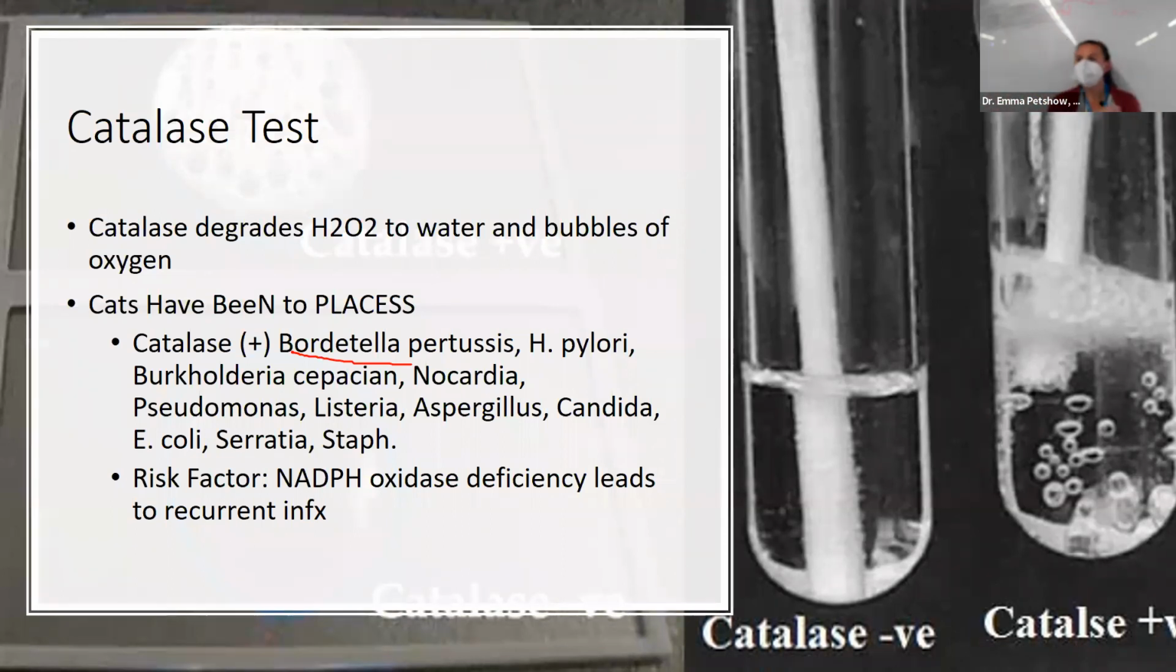If you have any issue in the pathway where you are creating reactive oxygen species, or if that pathway is deficient, if you have a glutathione deficiency, if you have an NADPH deficiency, or deficiency in any of those enzymes, you can get recurrent infections by people who test positive for catalase. Because not only are they able to evade those reactive oxygen species, they're able to evade them better because you're able to produce less of them.